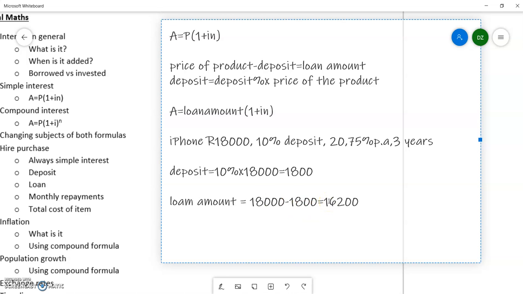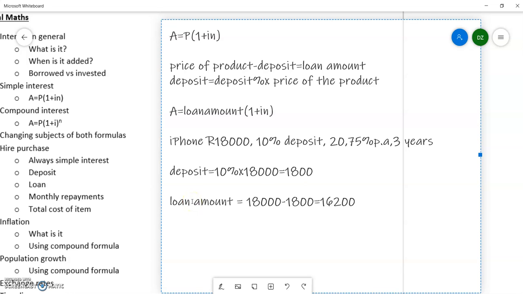And that is the loan that I'm taking, 16,200. And when I go and calculate what I have to pay back, I'm going to use my formula. A equals loan amount, which is your P, 1 plus I times N. Remember, it's hire purchase, so it has to be simple interest. So I took a loan of 16,200.